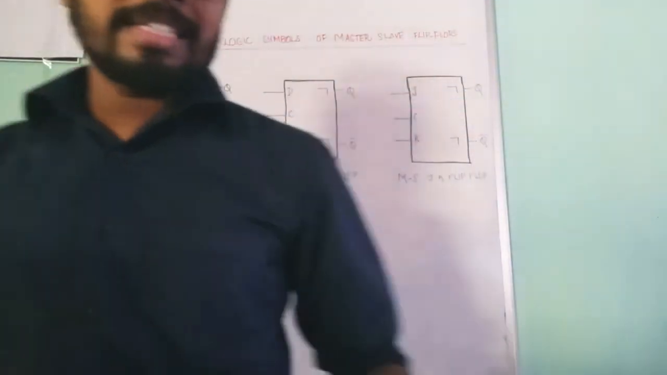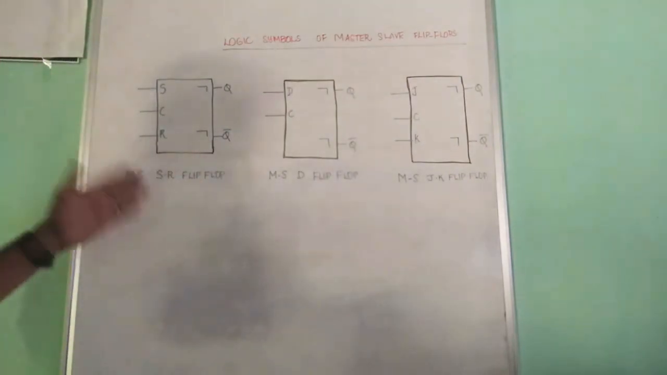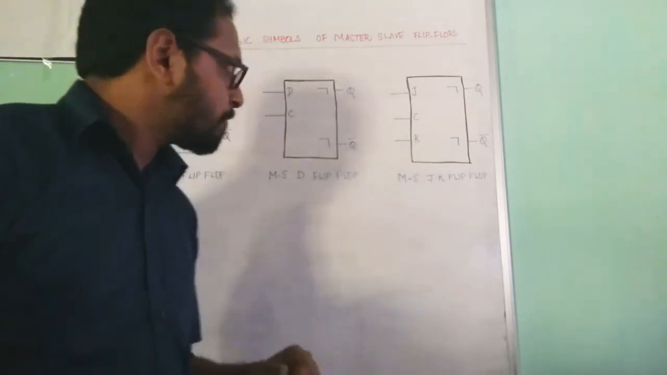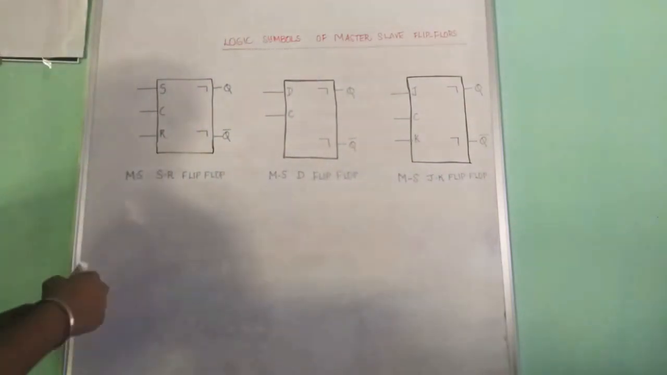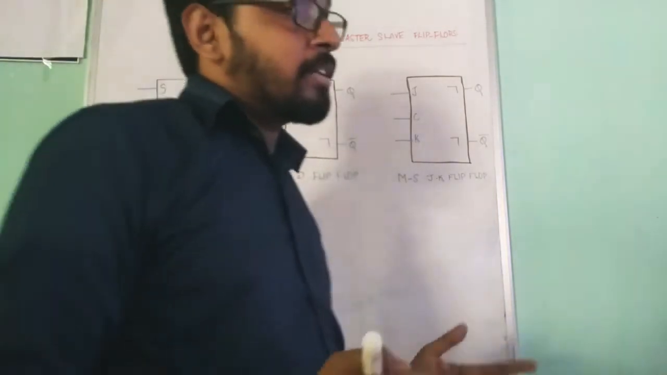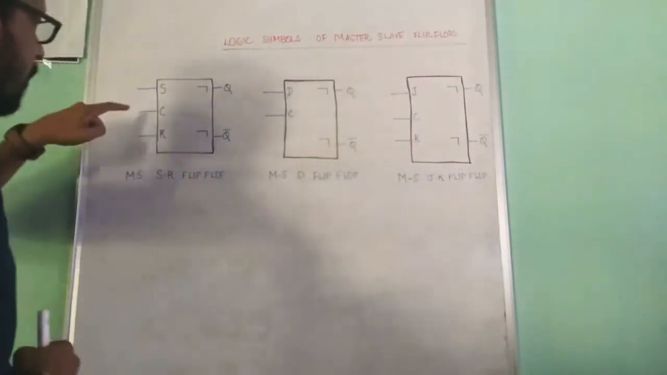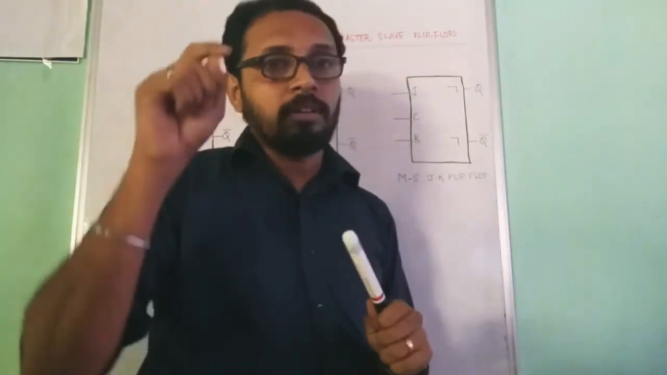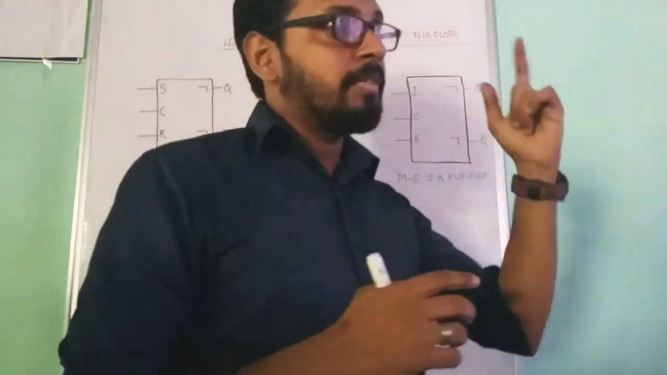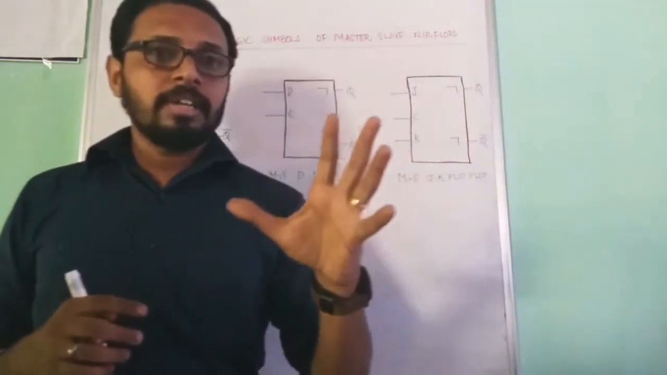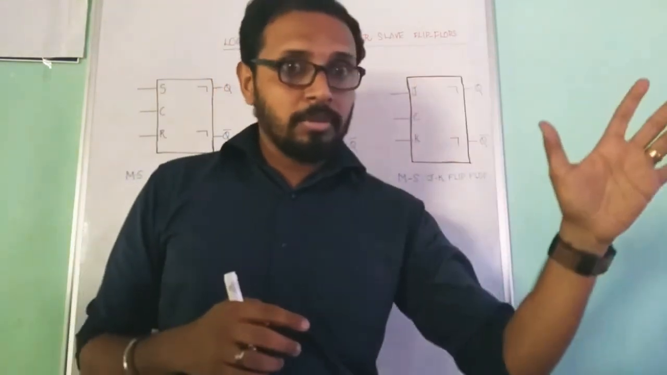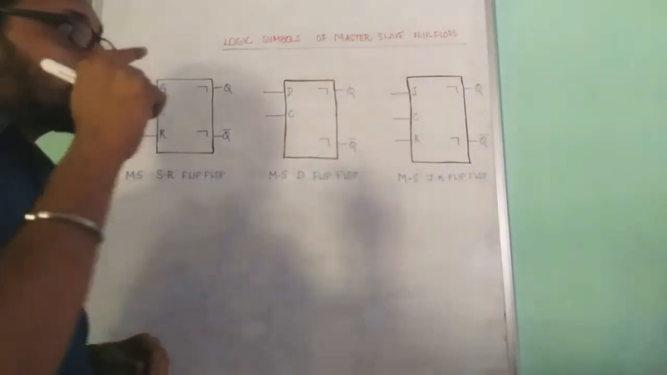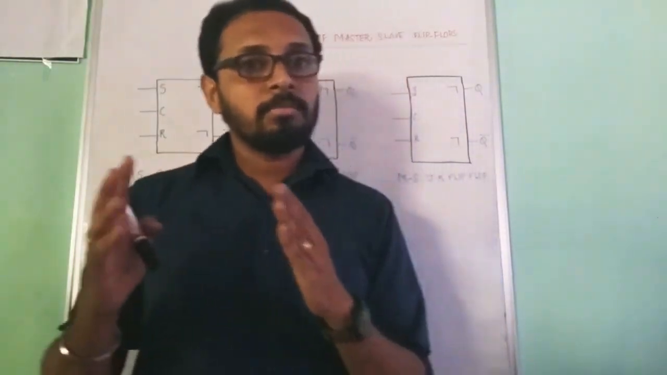This is the logic symbol for the three kinds of flip flops, that is, master slave SR flip flop, master slave D flip flop, and master slave JK flip flop. And here we can see the differences when compared to the previous kinds of flip flops. We have the clock here, similar, but we don't have arrow marks, triangle or bubble. When there was a triangle in the case of edge triggered, it meant positive, and when there was a bubble and a triangle, it was negative edge triggered. But here both positive edge triggering and negative edge triggering come into action.